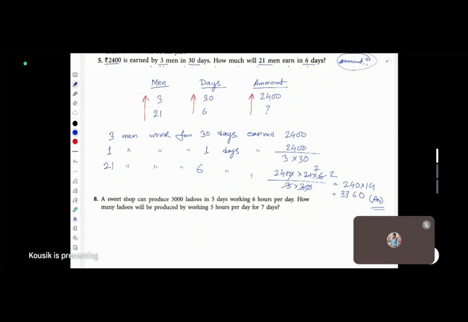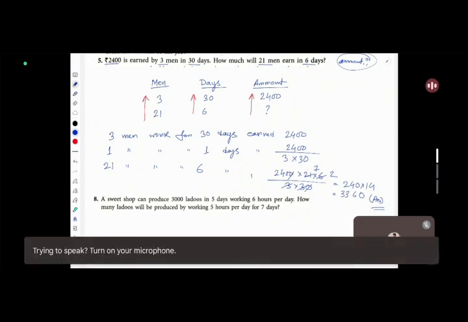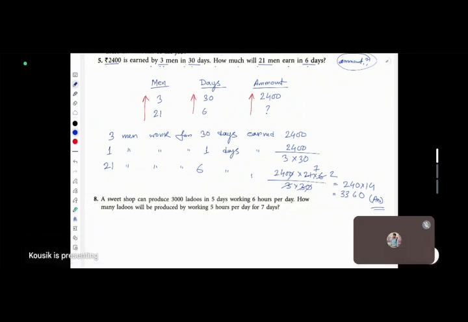Laddu. A sweet shop can produce 3000 laddu in 5 days working 6 hours per day. How many laddus will be produced by working 5 hours for 7 days? So there are also three variables: working hours per day, number of days, and amount of laddu. That means laddu is the answer you have to find.